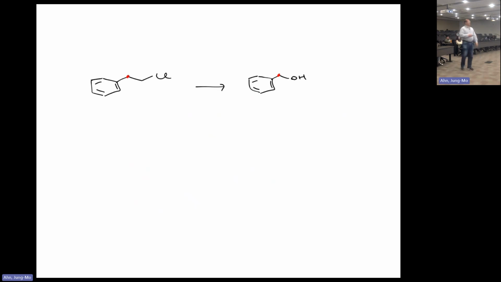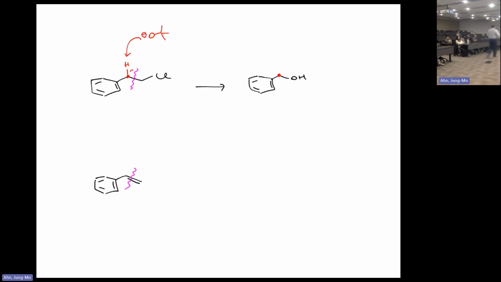You have to break a bond. A carbon bond has to be broken. But breaking a carbon from a single bond is very difficult. You should remember that breaking a double bond is a lot easier. So if you have a double bond, you can break it. Breaking a single bond is difficult. So then, can you make this one from that?